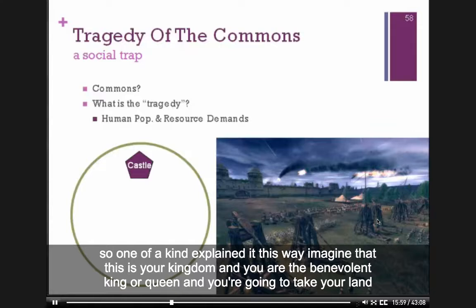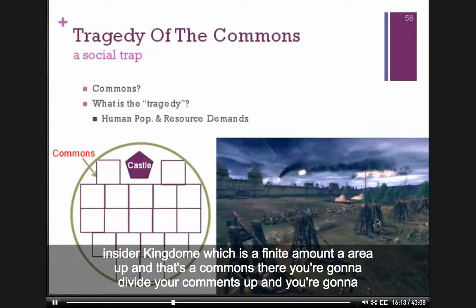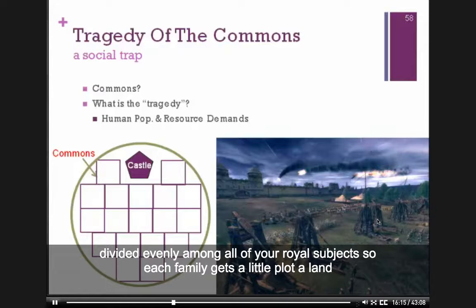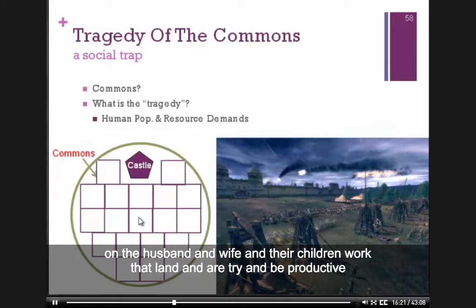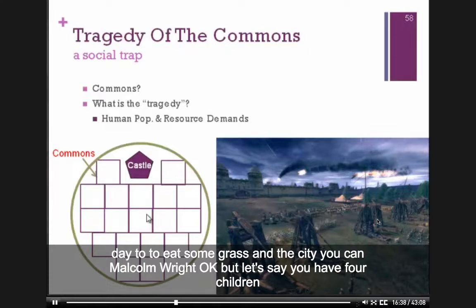So I want to kind of explain it this way. Imagine that this is your kingdom and you are the benevolent king or queen, and you're going to take your land inside your kingdom, which is a finite amount of area, and that's your commons there. You're going to divide your commons up, and you're going to divide it evenly among all of your royal subjects. So each family gets a little plot of land. And on that plot of the land, the husband and wife and their children work that land and try and be productive. Maybe they grow crops. Maybe they send a cow out to pasture on their land, and they let it kind of go out there for about 3 or 4 hours a day to eat some grass, and so you can milk them, right?